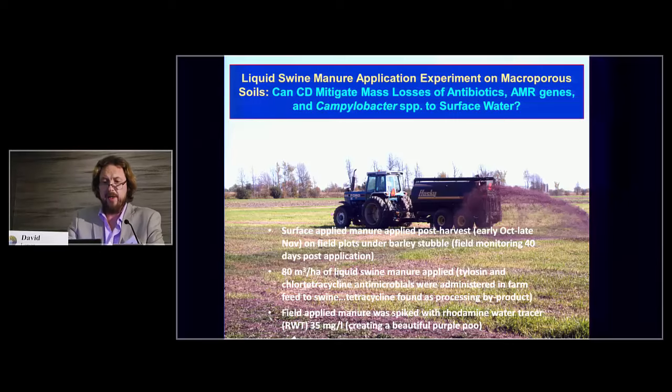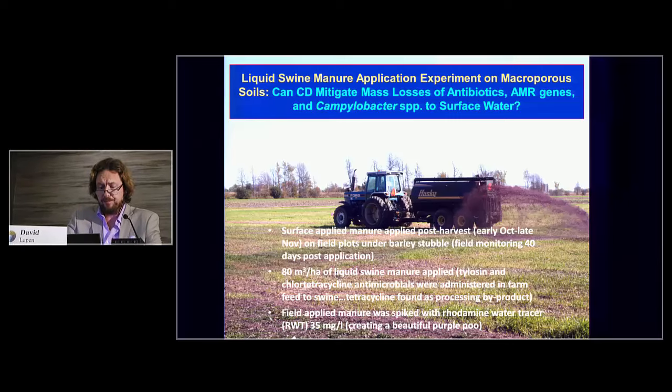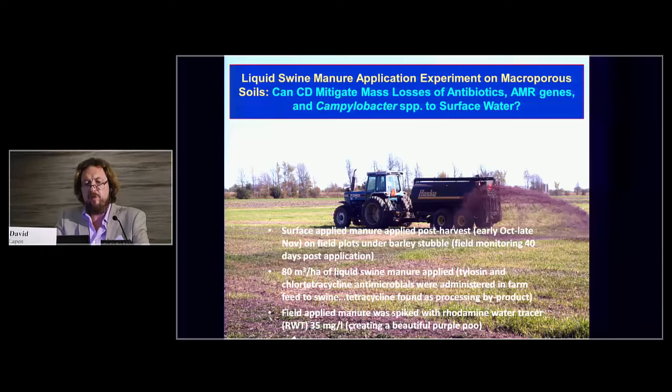So a study where we applied post-harvest, this is again after the crop was harvested in the fall, under antecedent medium wet conditions on barley stubble, monitoring 40 days after application of liquid swine manure, applied at 80 cubic meters per hectare. And the antimicrobials that were used in the feed for growth and health issues with the swine were chlortetracycline and tylosin. And a byproduct of the manufacturing of the chlortetracycline was tetracycline, and that was also found in the processing as a byproduct.